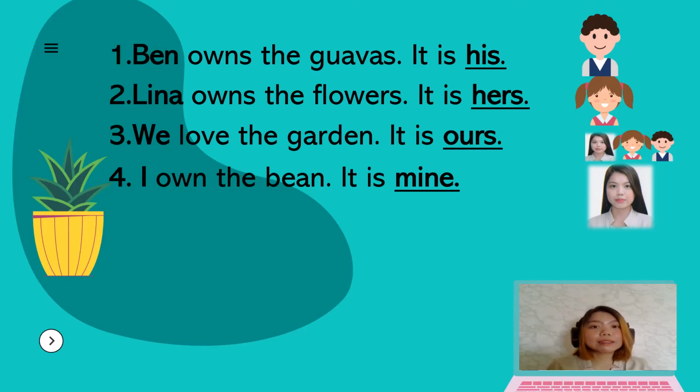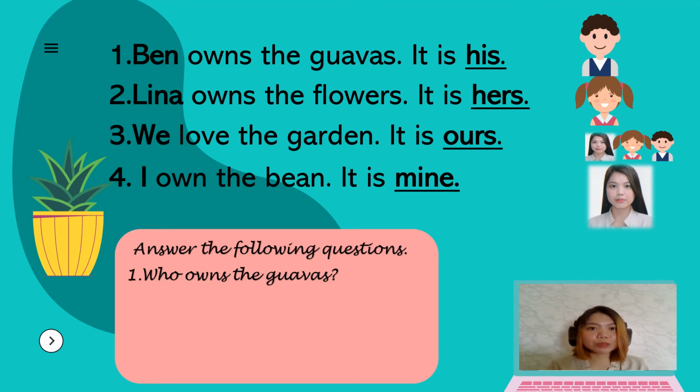This time, let us take a look at these sentences. Sentence number 1, Ben owns the guavas. It is his. So children, who owns the guava? Very good. Ben owns the guavas. So it is his. So we use the word his or the possessive pronoun his for a boy owner. Great job. How about sentence number 2?